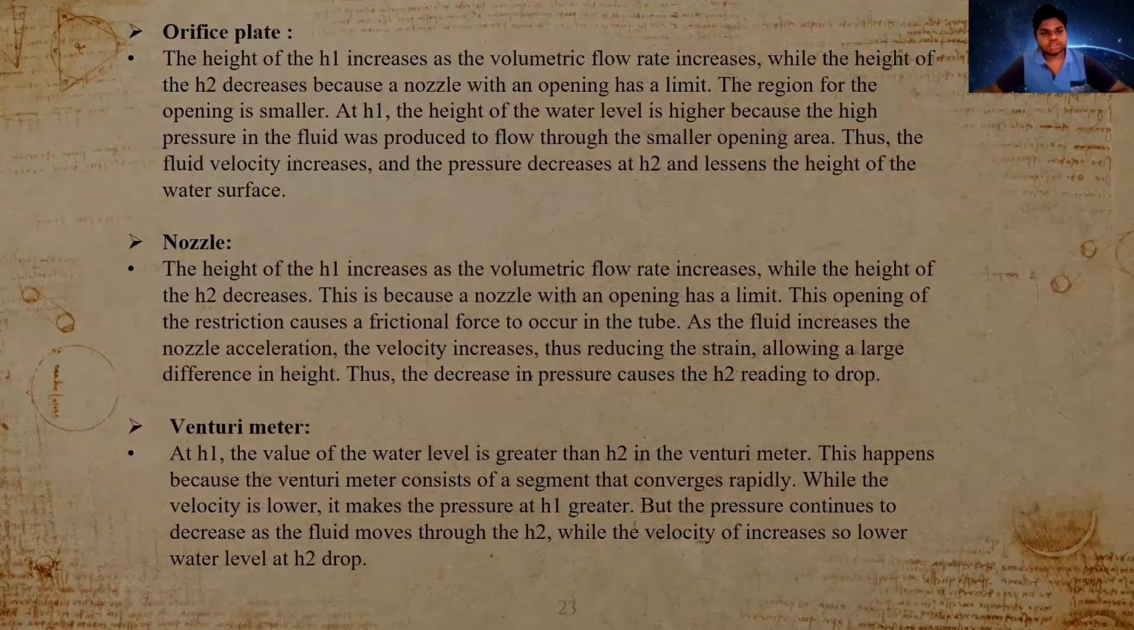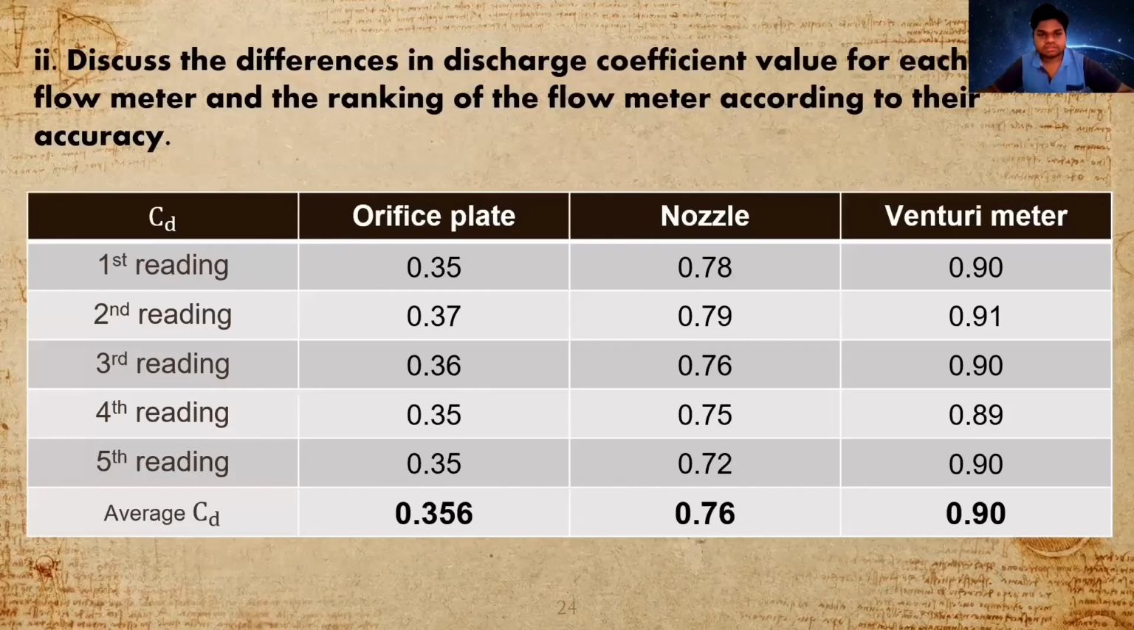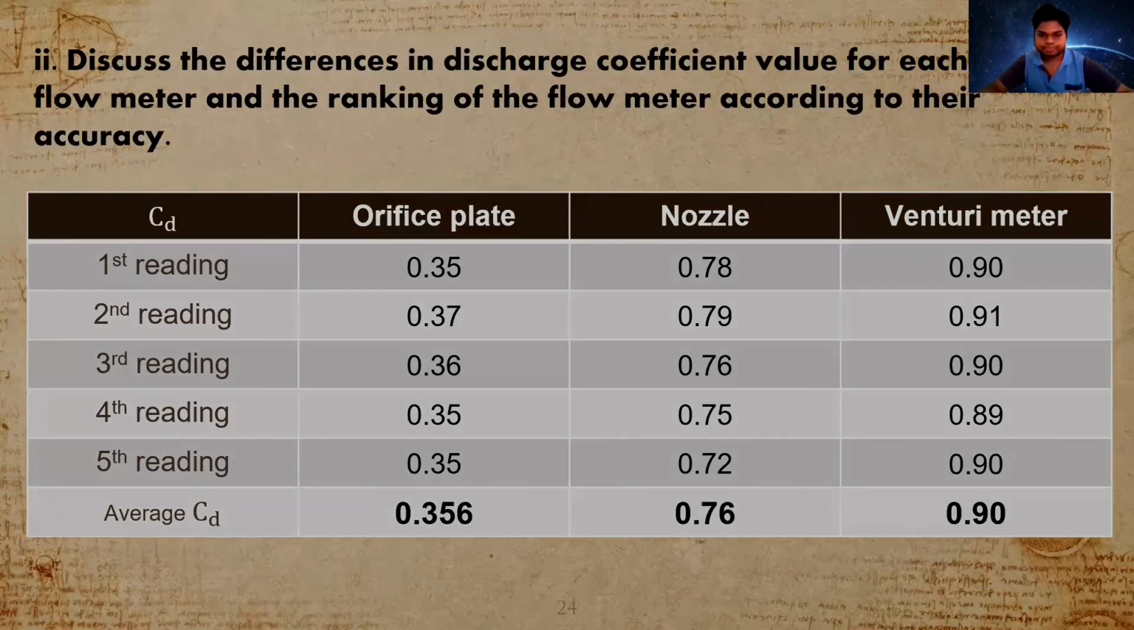So for question 2, we should discuss the difference in discharge coefficient value for each of the flow meters and rank the flow meters according to accuracy. We calculated the coefficient value by taking the average, where we total up the values and divide by 5. For the orifice plate, we got 0.356. For the nozzle, we got 0.76. And for the venturi meter, we got 0.90.